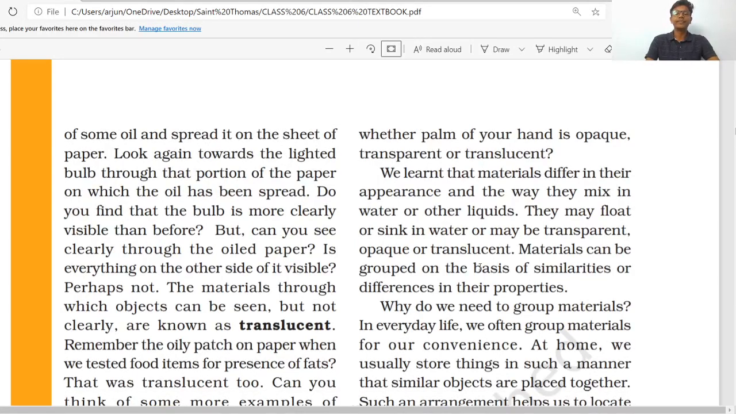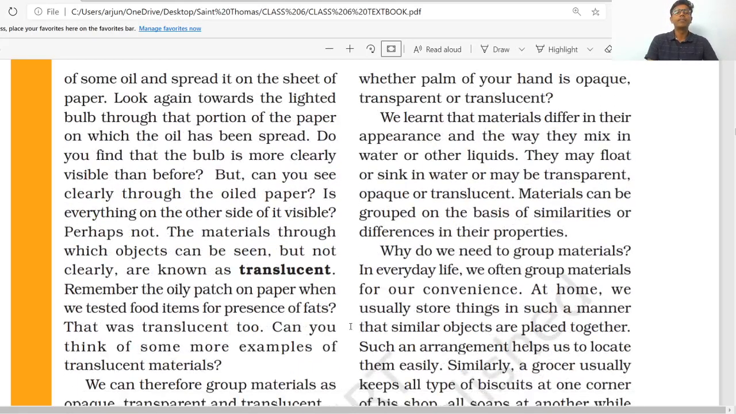Yes, we will see that before applying the oil, the bulb was not seen clearly, but after applying the oil patch, you can partially see the bulb, not properly, not clearly, but we can see that the bulb is there. Is everything on the other side of it visible? No, partially it is visible. The materials through which objects can be seen, but not clearly, are known as translucent materials.